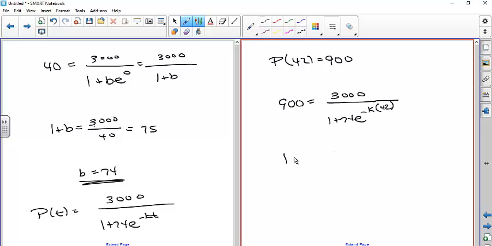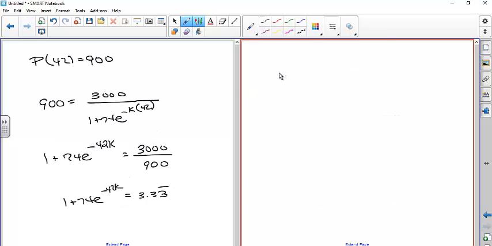Again, we can switch these out. Changing negative k times 42 to negative 42k. And then on the right-hand side, you have 3,000 divided by 900. And so what is 3,000 divided by 900? 3.33. Okay. So we subtract 1 from both sides. We get 74 e to the minus 47k is equal to 2.33.